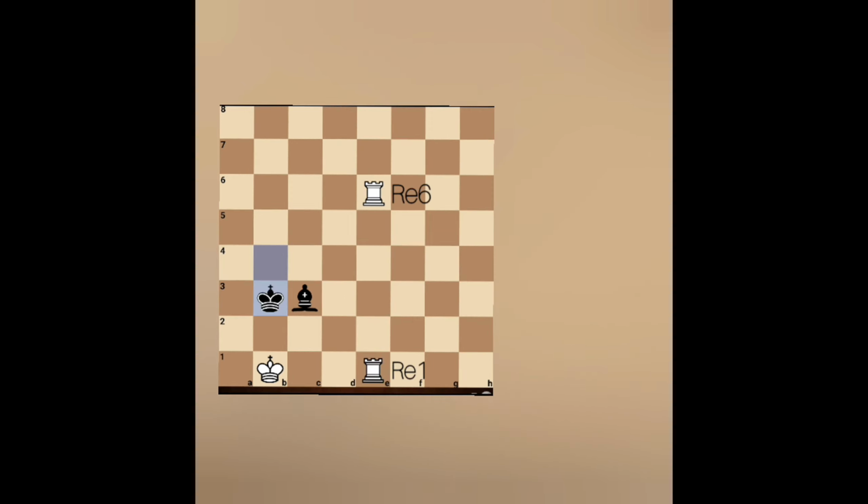Let's see the other way around and move rook on e6 to e3. How do you write this move? If your answer is r6 e3, then you are right.